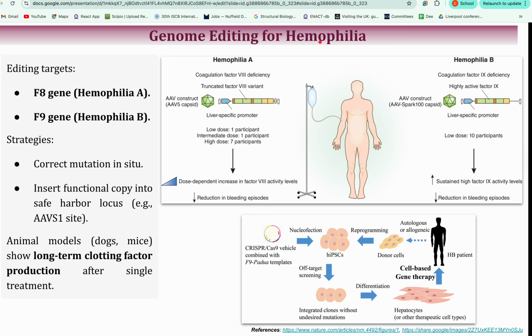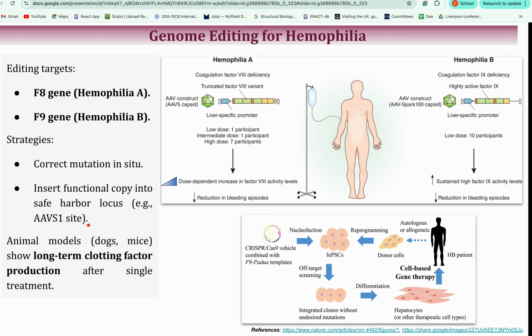Now, genome editing for hemophilia. The editing targets will be factor 8 and factor 9, depending on what kind of hemophilia the person is suffering from. The strategies are simple here. We will correct the mutations in situ, or insert a functional copy into the safe harbor locus, for example, the AAVS1 site.